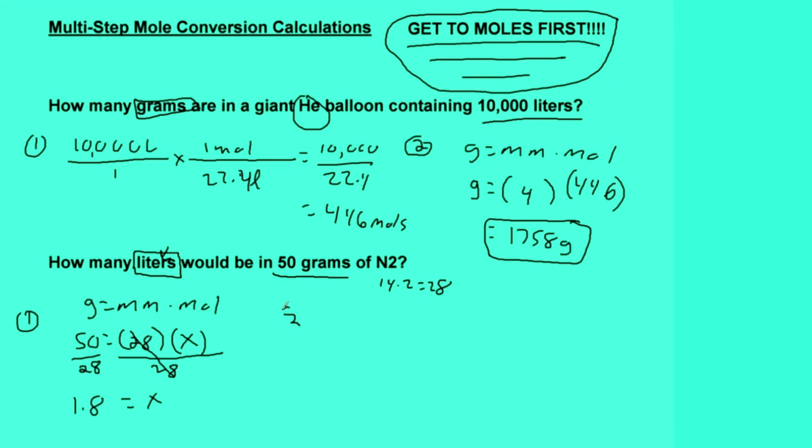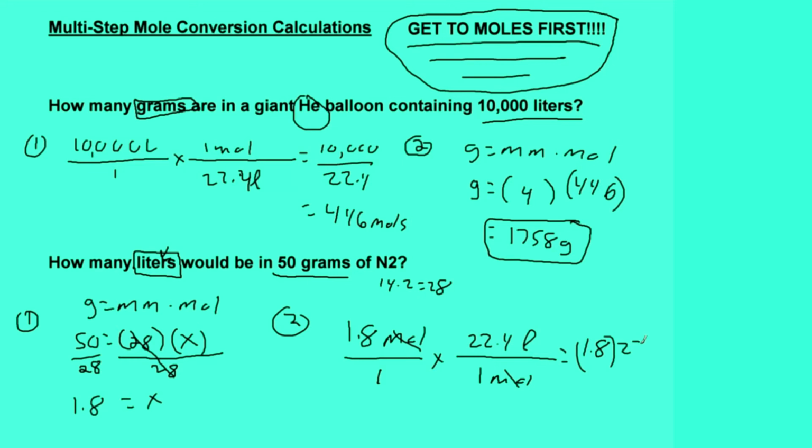So step 2, we have 1.8 moles. How do we get it to liters? We use this relationship. Moles on top, moles on bottom. 1 mole is 22.4 liters. Moles cancels. 1.8 times 22.4 comes out to about 40 liters. All right, so 50 grams of nitrogen gas would occupy about 40 liters.